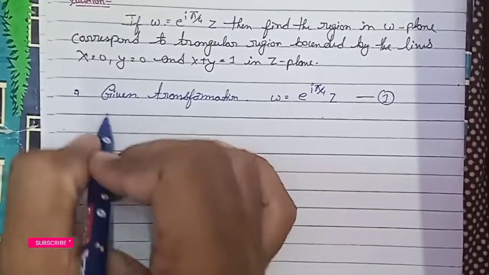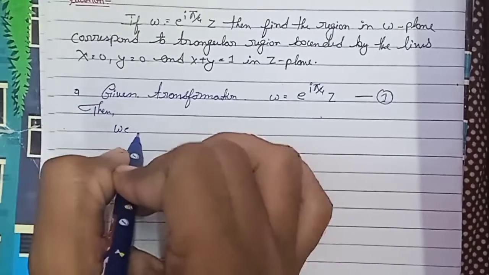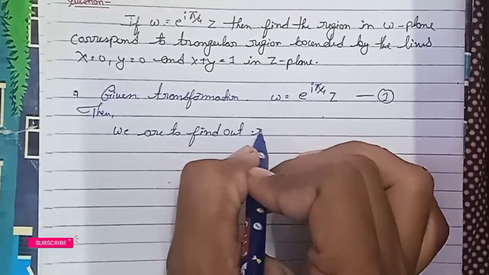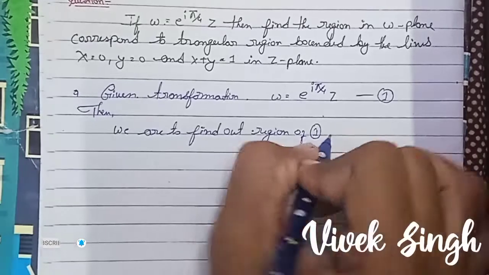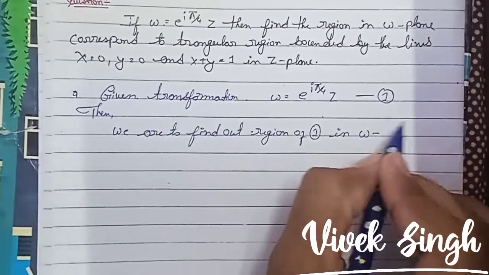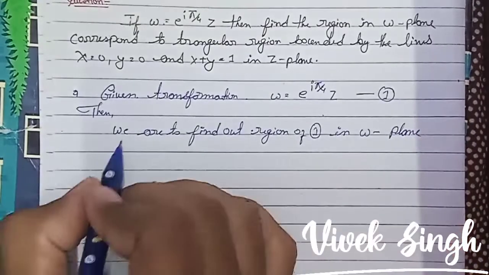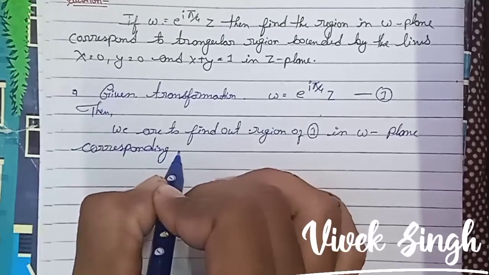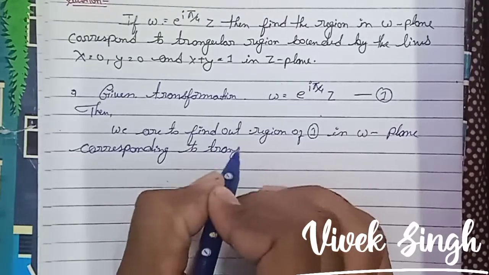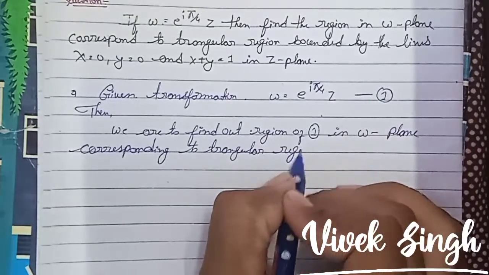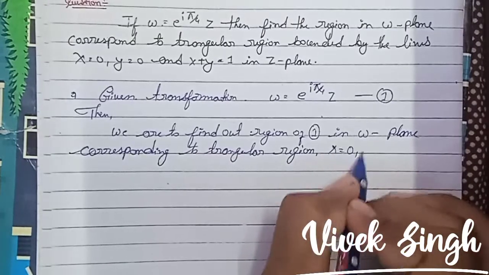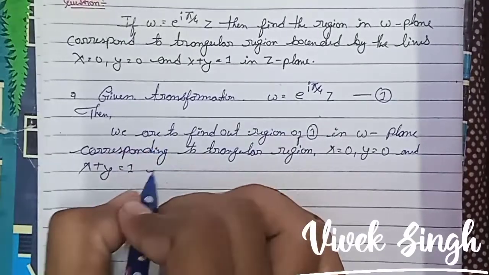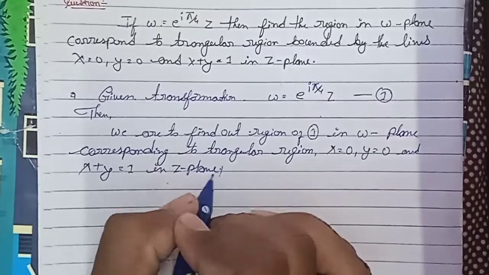Then we have to find out the region of equation first in omega plane corresponding to the triangular region where we are given x equal to 0, y equal to 0 and x plus y equal to 1 in z plane. Now we can solve it.